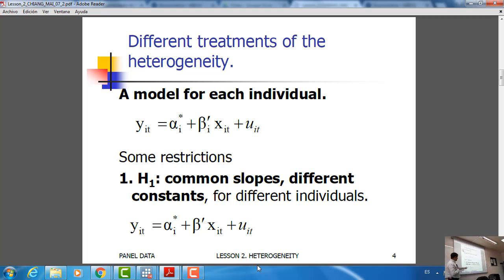And then alpha i. How many alpha i's do we have? Capital N, which is more or less the number of individuals. So capital N plus K, with K few, not too many. We can live with that amount of heterogeneity. But if you go one step further and decrease heterogeneity, how would you do it?